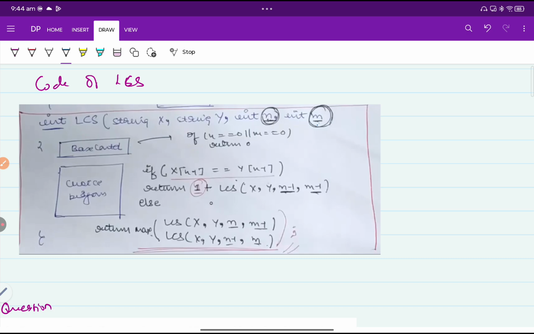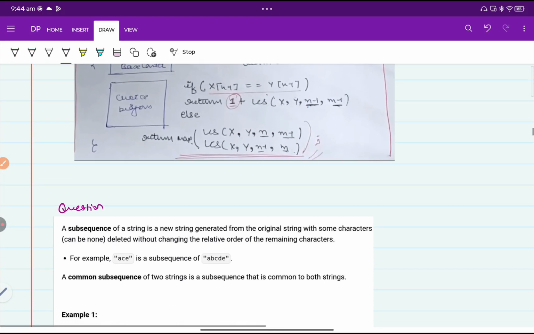And in the choice diagram, as we have discussed, if the last characters match each other, then I will call for the smaller one, n minus 1 and m minus 1, and one character is added on. That's why we add 1 here, plus longest common subsequence called for n minus 1 and m minus 1. Else we have to return the maximum of n and m minus 1, or n minus 1 and m. These are the two things I have.